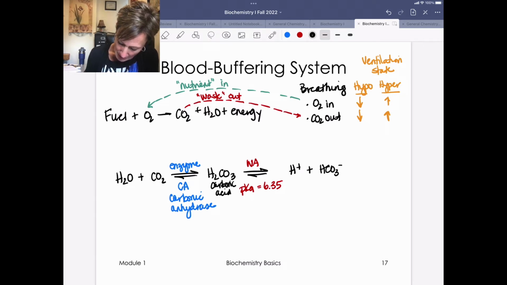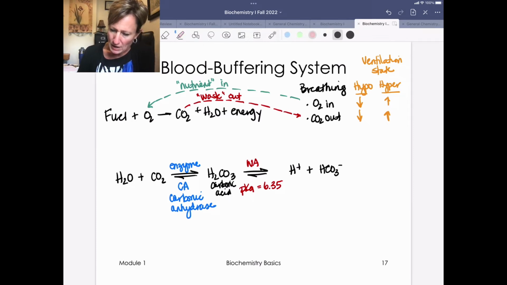Okay, so just putting a few other pieces on here, remembering that this is carbonic acid. I want you to remember the name of that acid, weak acid. Again, pKa is 6.35. So what we're going to do now is map on and understand how all three of these processes talk to one another. I'm going to start over here on the right, and I'm going to talk about what happens if you were to be hypoventilating.